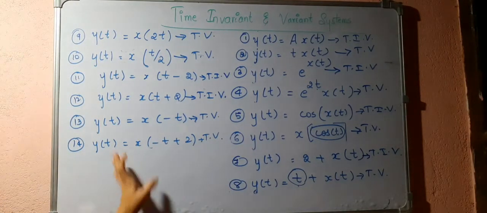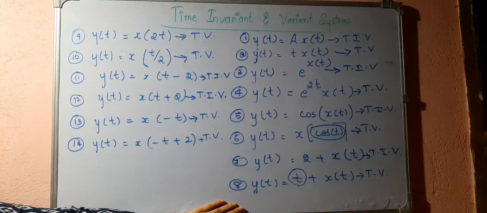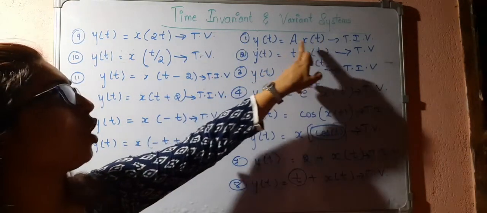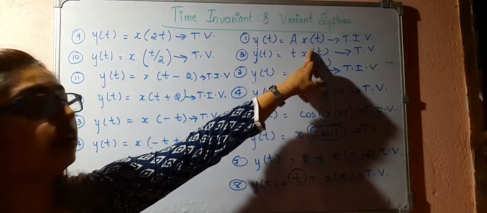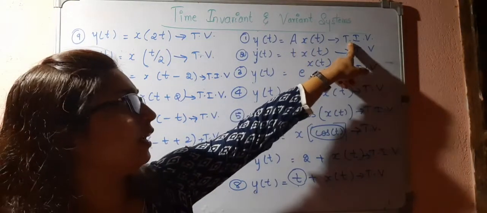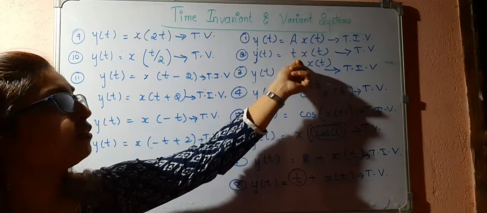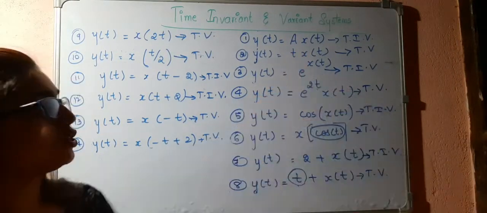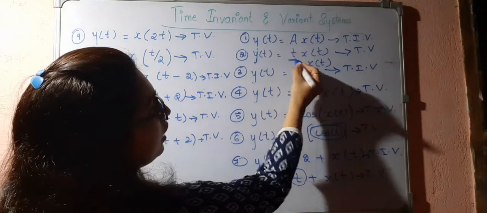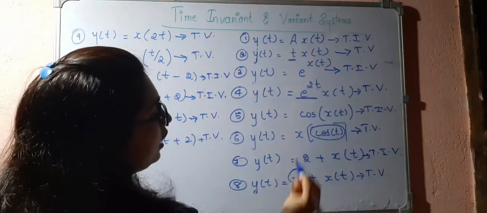So what we can conclude from these things? See, if I have a constant multiplied with the signal, then that is time invariant. But if I have a coefficient of x of t which is a function of t, so this is a function of t, this is also a function of t.